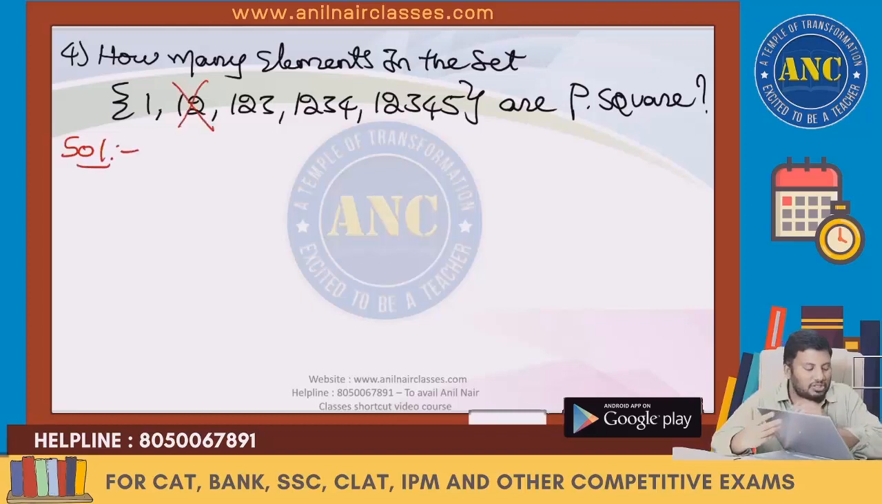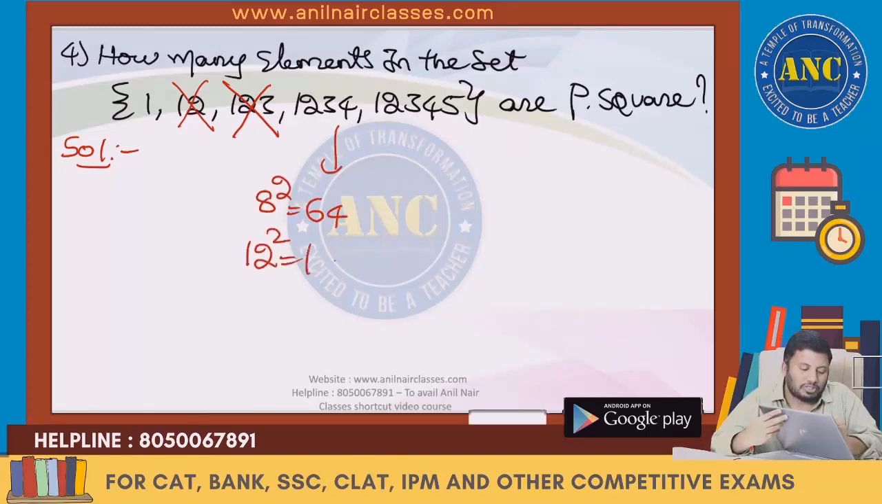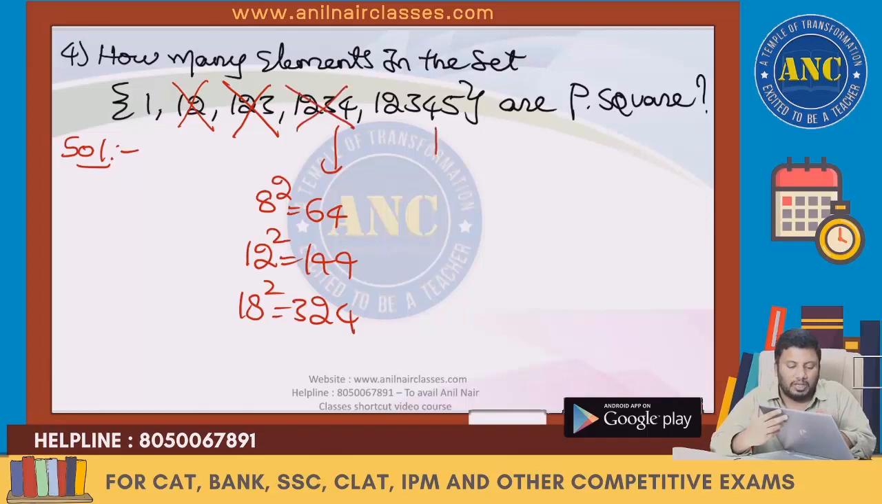A perfect square cannot end with 2, cannot end with 3. Any perfect square ending with 4: 8 square is 64, 12 square is 144, 18 square is 324. The tens place has to be even.